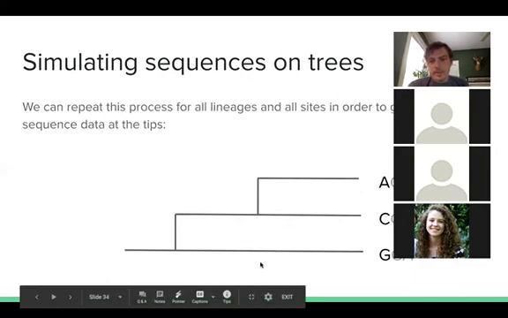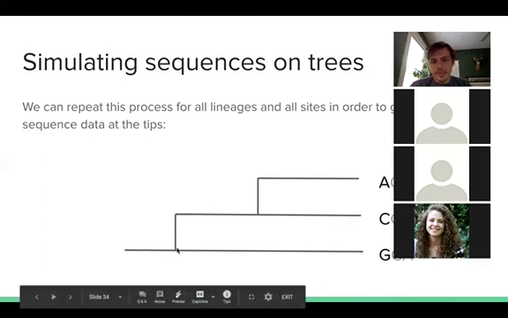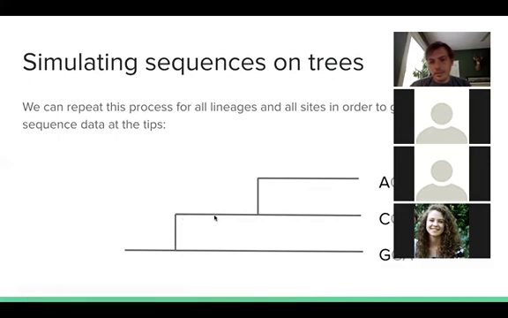If we repeat this process along each lineage in the phylogeny, always starting from the ancestral sequence or ancestral trait at each branching event in the tree, and we repeat this for each site in the genome of our pathogen, we can simulate an entire sequence alignment at the tips of the individuals. And this is actually how most sequence simulation algorithms work, using very similar types of algorithms.